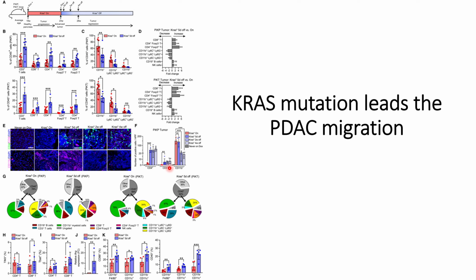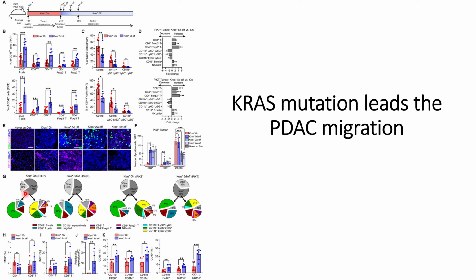When they quantify these things, they can see similar observations, that is, CD4 plus cells are more when the KRAS is off, compared to the case where the myeloid populations are more when the KRAS is on. So this indicates that the KRAS related mutations affect the immune efficiency, and this is the further quantification.